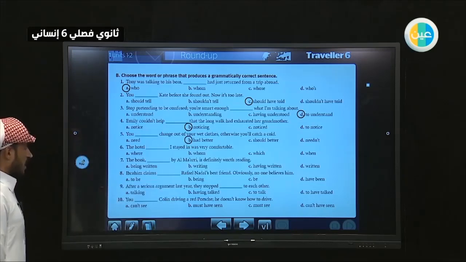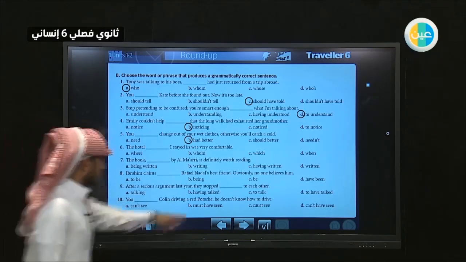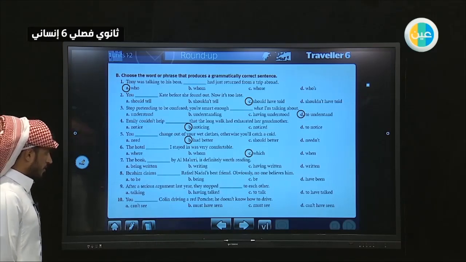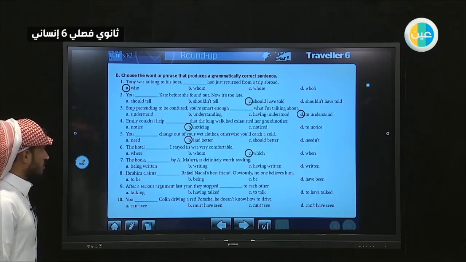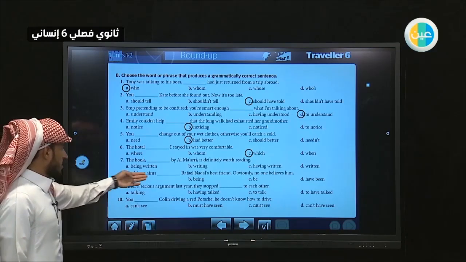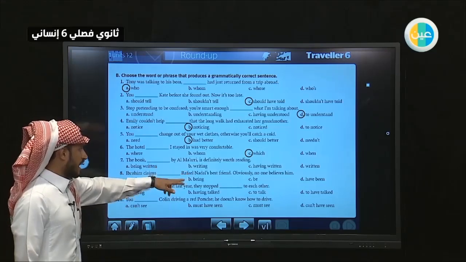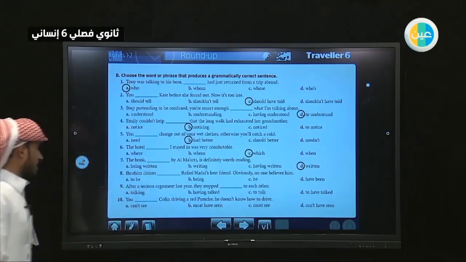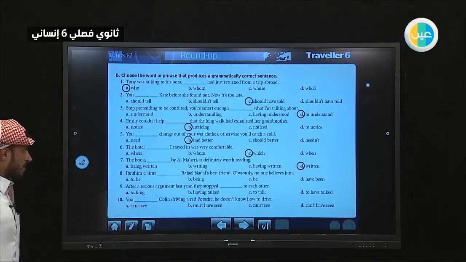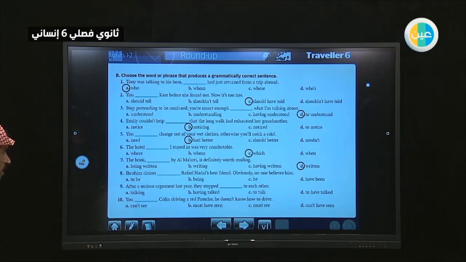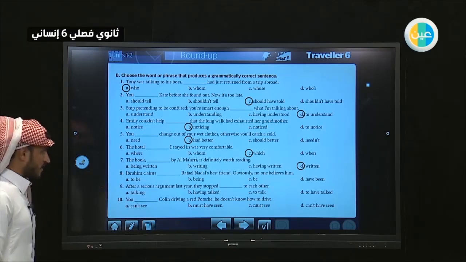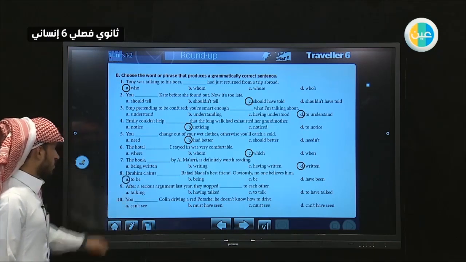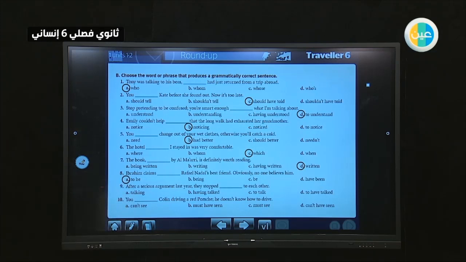6, the hotel I stayed in was very comfortable. Which? The book by Al-Ma'ri is definitely worth reading. Being written, writing, having, written, and written. Written by Almari. 8. Ibrahim claims Rafael Nadal's best friend. Obviously, no one believes him. To be. Ibrahim claims to be Rafael Nadal's best friend.